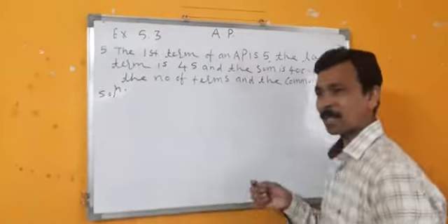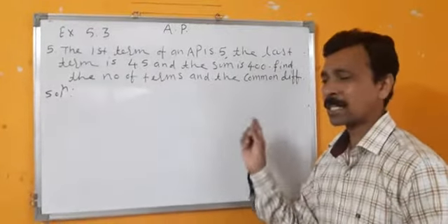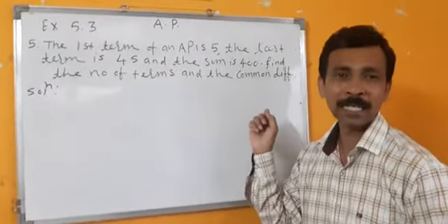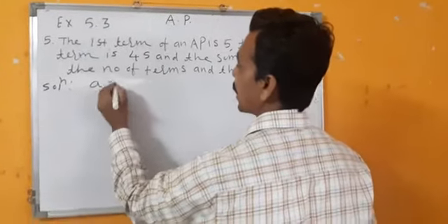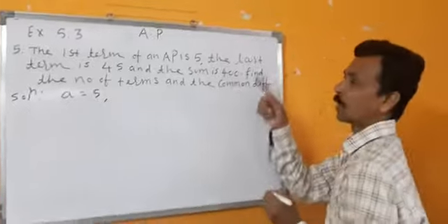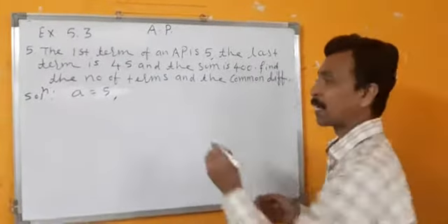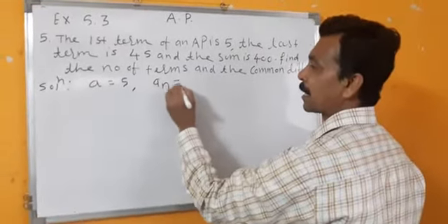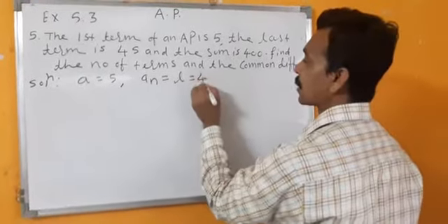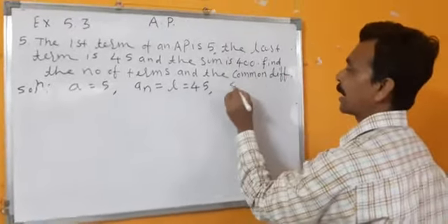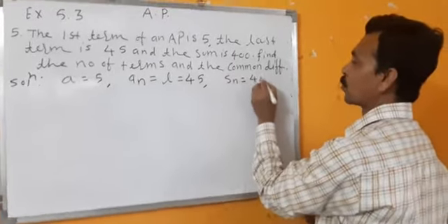Keep in mind, whenever we write the solution, before that you write all the details and then you write the formula. It is given first term. First term means A is 5. Last term means AN. It is also called L, which is equal to 45. And Sn is given how much?